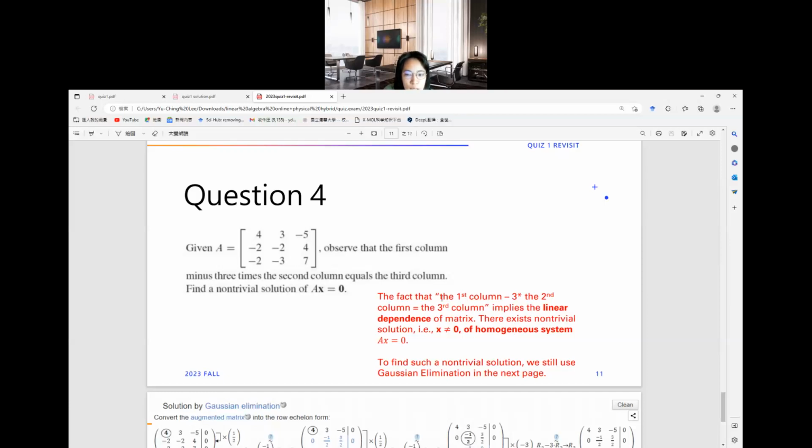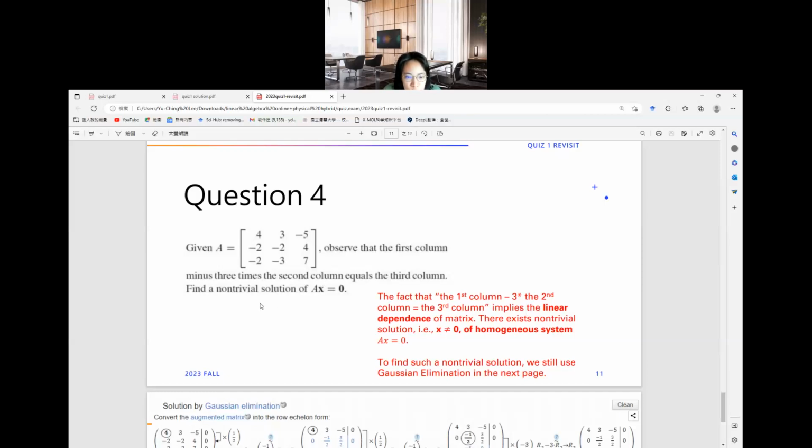The observation is the first column minus 3 times the second column equals the third column. And immediately it leads to the properties of linear dependence. Here I put the bolded form for linear dependence because that's the key of this system. And also we will know that the non-trivial solution exists for homogeneous systems. So those are the properties we should also know when we read this question.